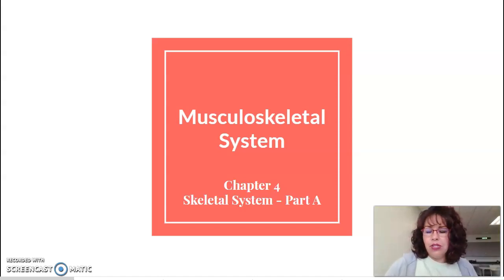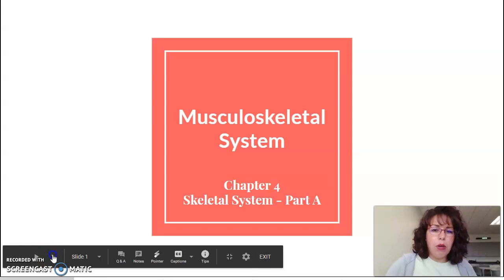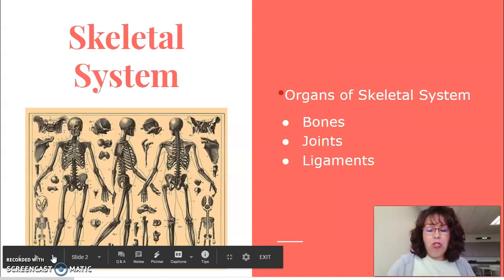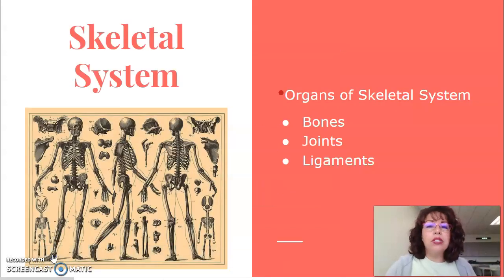So our skeletal system is all about bones, all the bones in our body, and the joints and the ligaments. So a joint is when two or more bones connect. And that's how we move things.